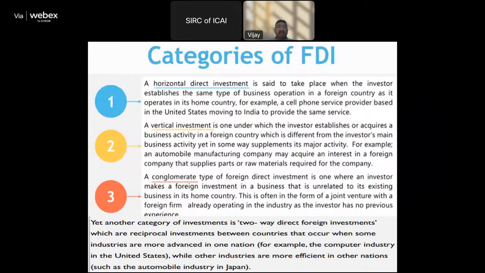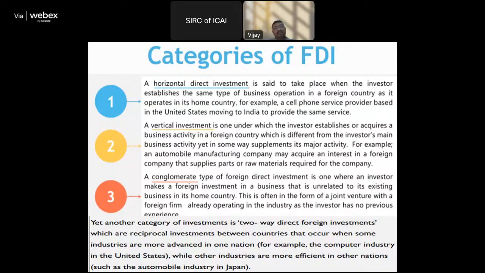Horizontal direct investment: in all countries I'm starting the same nature of business, and we call it horizontal direct investment. Vertical investment: for example, a tea estate in India, tea production in Sri Lanka, then the marketing in China. If that is the case, we call it vertical investment, that is, the supply chain is in different nations.